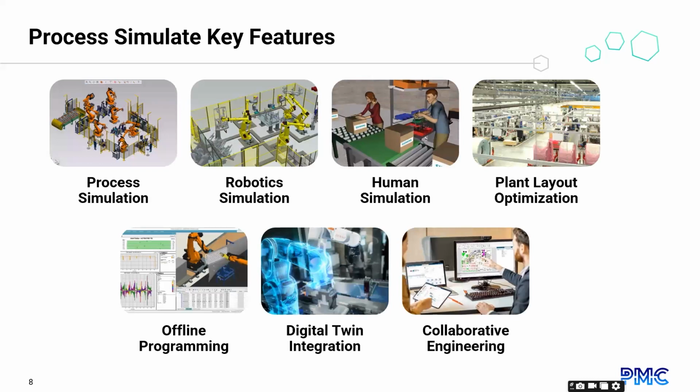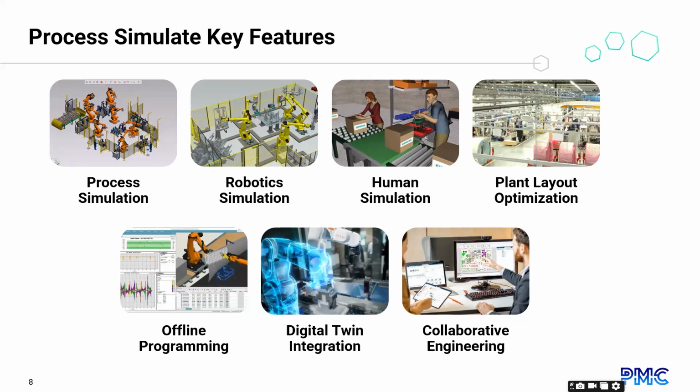Here I have listed some key features of Process Simulate. It helps in analyzing and optimizing the efficiency of processes before they are implemented in the real world. We have robotic simulation, so we are able to simulate the movements of industrial robots and ensure that they can perform their tasks accurately and efficiently within a given production environment. We have human simulation, so we are able to analyze ergonomics, worker safety, and overall human-machine collaboration, for example.